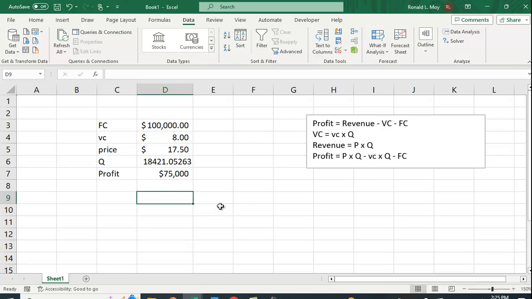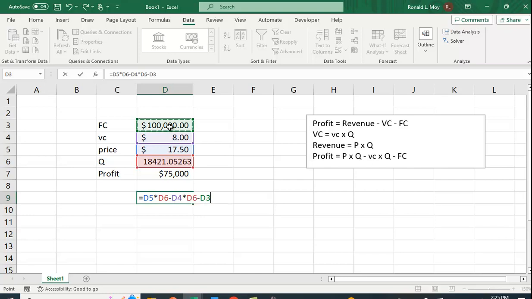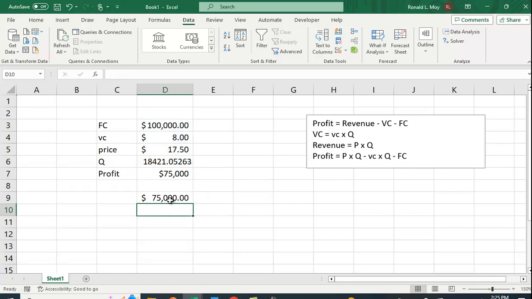All right, if we put in our profit equation, so we put in equals the price times the amount we produce minus the variable cost times the amount we produce minus this fixed cost, we hopefully should get 75,000. And in fact, we do. So GoalSeek is a rather nice way to be able to solve for some function here for a target level, in this case a target level of profit.